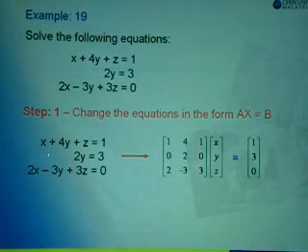For the next equation, we do not have X, so therefore we will write it as 0. And then Y, we have 2Y, so we will write 2. We don't have Z, so therefore we will substitute Z with 0 here.